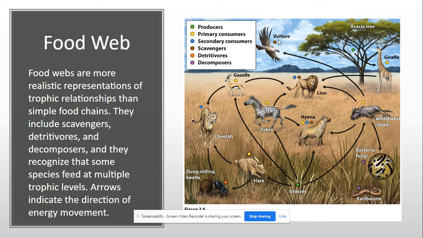We can see scavengers are organisms that tend to feed upon dead organisms, so they're going to feed upon our wildebeest as well. Versus detritivores, those are ones that tend to feed upon waste. So we could see our dung beetle here is going to feed upon waste. That's where they're going to obtain their nutrients and energy from.